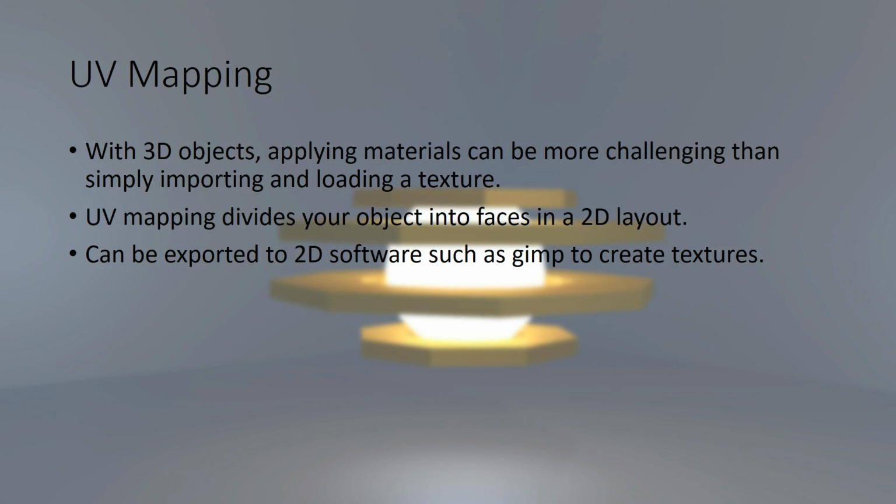UV mapping helps solve these issues by dividing your object into faces in a 2D layout. It's with this 2D layout that you can apply your textures whichever way you want. An additional benefit of UV mapping is the map can then be exported to 2D software such as GIMP to create the textures. So let's have a look at how we can UV map our object.